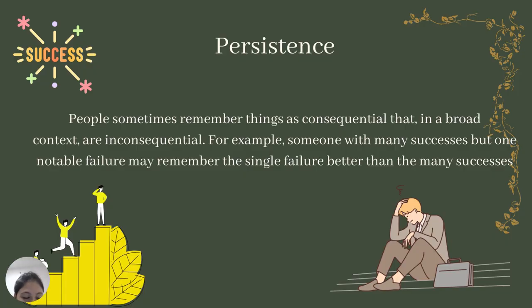We also have persistence. People sometimes remember things as consequential that in a broad context are inconsequential. For example, someone with many successes but one notable failure may remember the single failure better than the many successes. That's how people are: no matter how much good you do, with just one mistake they forget everything else.